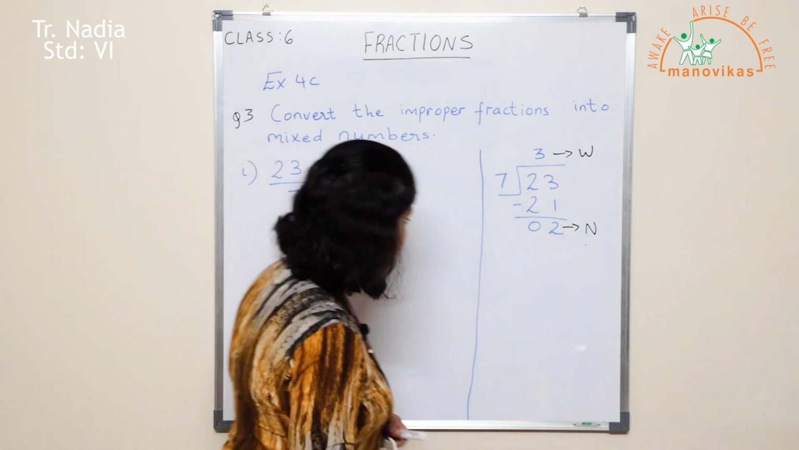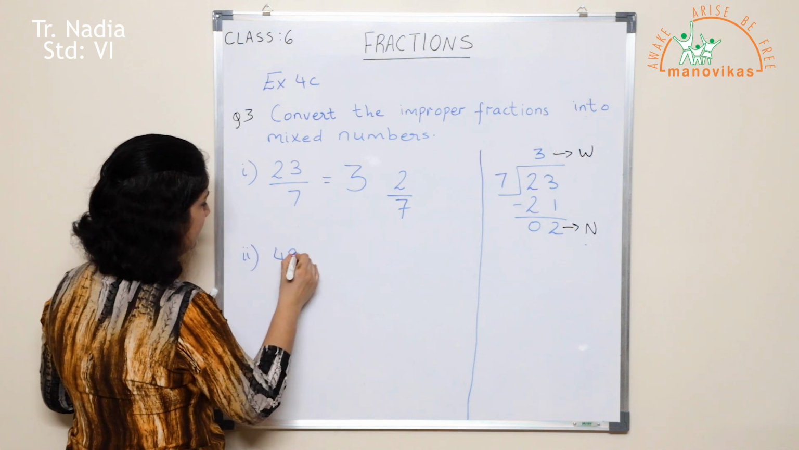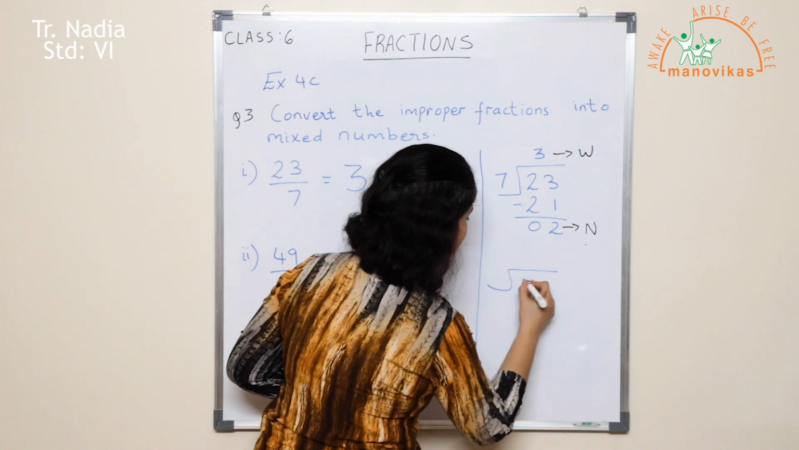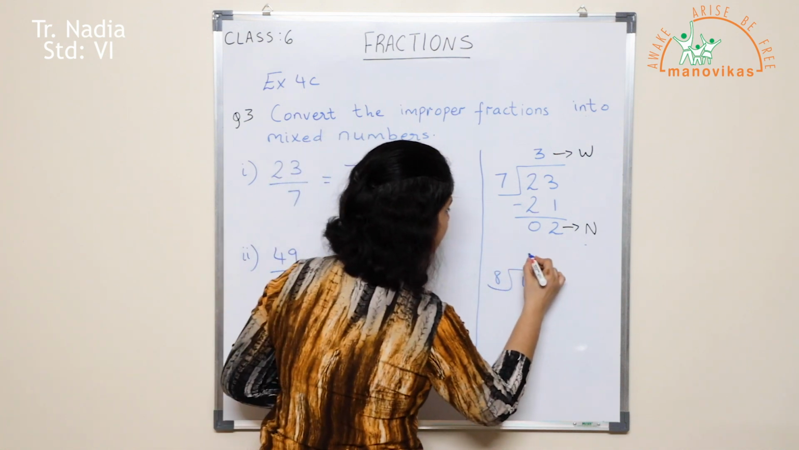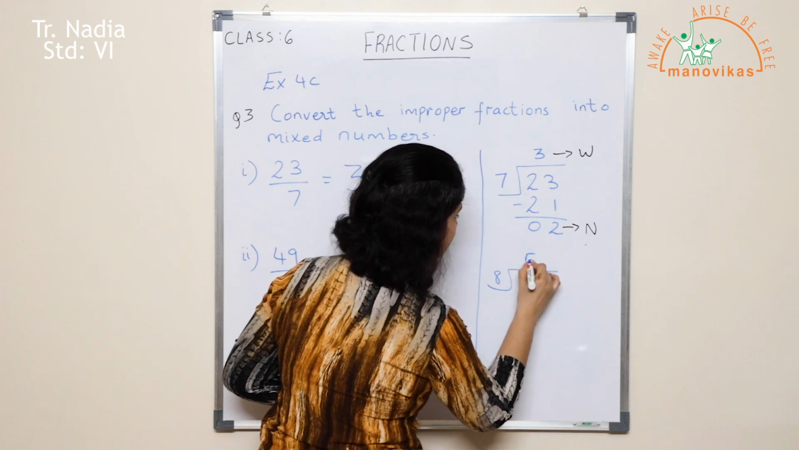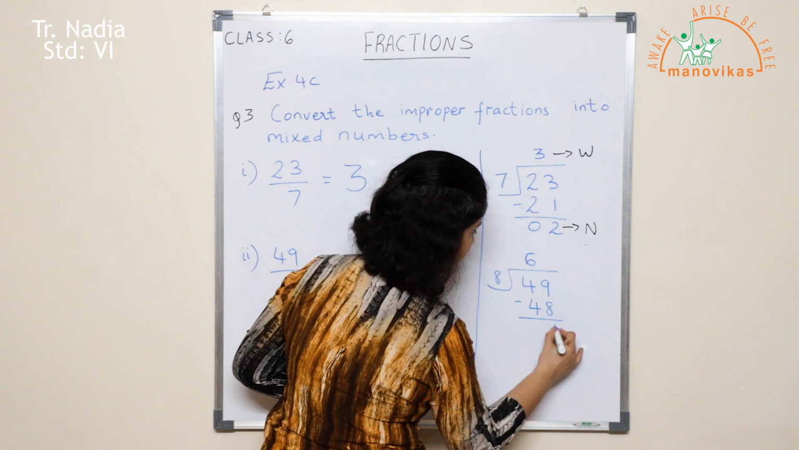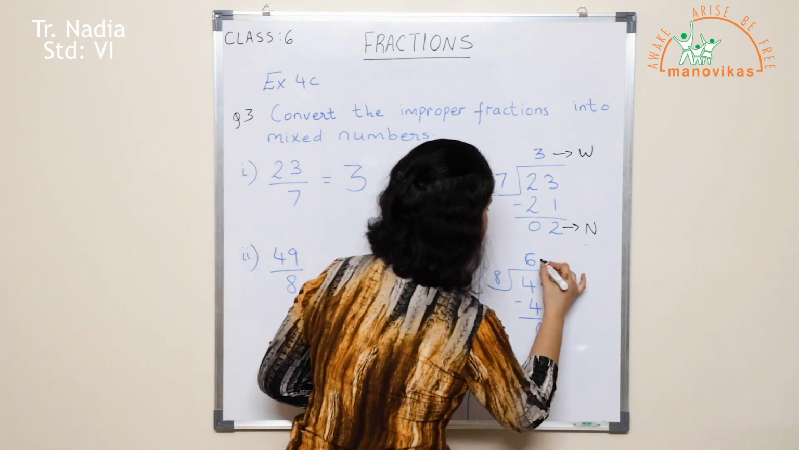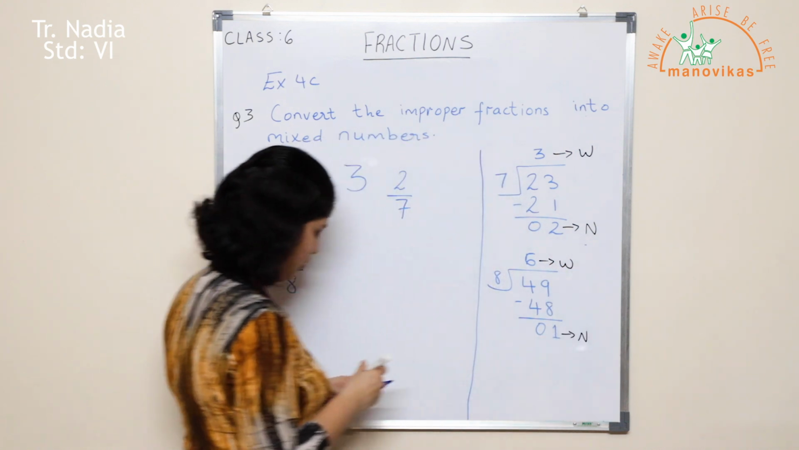Let us take another example. 49 upon 8. So what do we do? Numerator inside, denominator out and divide. We have 8 6s are 48. This will give me a remainder 1. So I will have 6 as the whole number, 1 as the numerator.